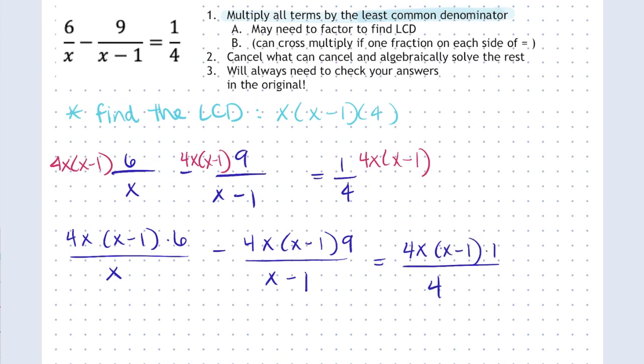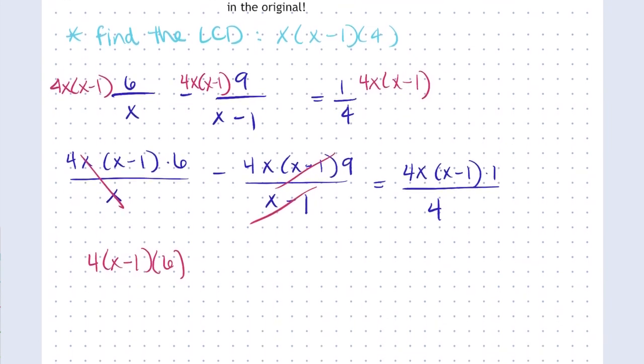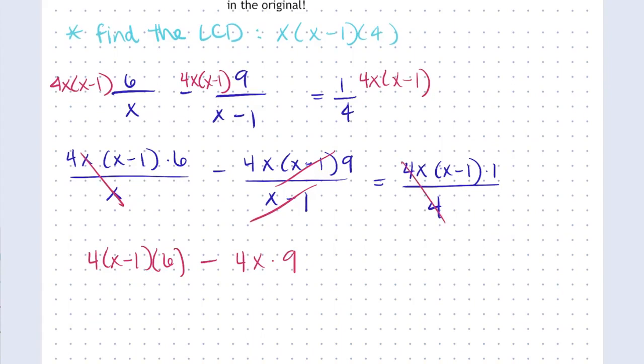Right? And you should be able to see, well, here I've got x divided by x, so those will cancel out, and I'll be left with 4 times (x minus 1) times 6. Here I've got (x minus 1) over (x minus 1), so that's going to cancel, and I'll be left with 4x times 9, and then here 4 over 4 cancels, so I'm left with x times (x minus 1) times 1. Right, now I can multiply out and simplify.